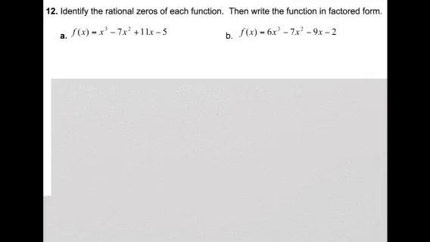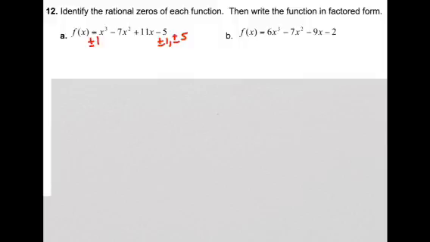So 12, it says identify rational zeros and then write the function in factored form. So first thing I tried is to see if it factored by grouping, and it doesn't. So I can't use a little box or pairing them up and grouping them together. So I am going to have to do the p's over q's. So in this case, the p is plus or minus 1 and plus or minus 5. The q is plus or minus 1.